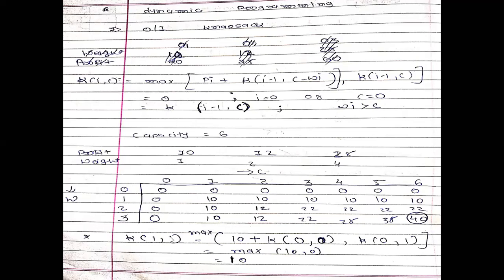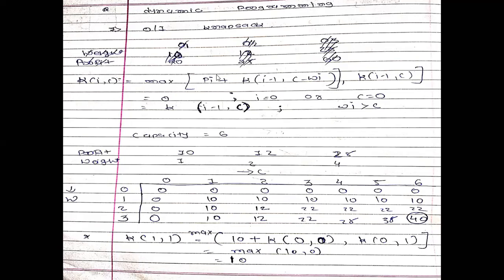So check: the value of C is 1 and weight of I is 1. So 1 greater than 1, this condition becomes false. So not the second equation, not the third equation either. So you have to apply your first equation, that is max, from either this or this.